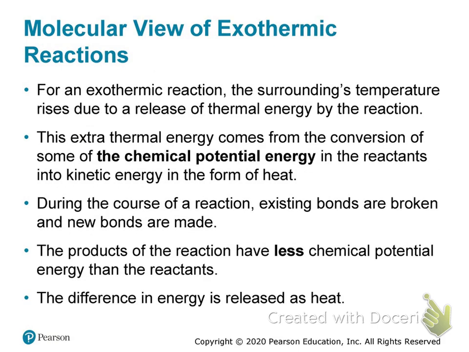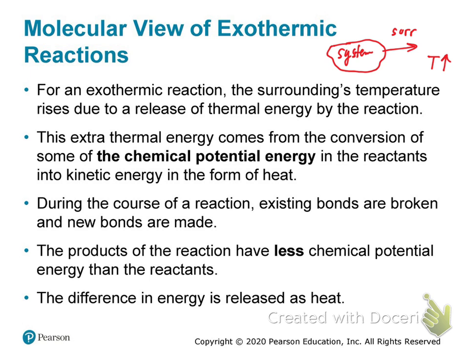So, looking at it from a different perspective, in an exothermic reaction, we have the surroundings temperature increasing. Here's the system. And the system gives off energy to the surroundings. So the surroundings temperature is going to go up because the surroundings is receiving energy. And so this extra thermal energy comes from the conversion of some of the chemical potential energy in the reactants into kinetic energy in the form of heat.